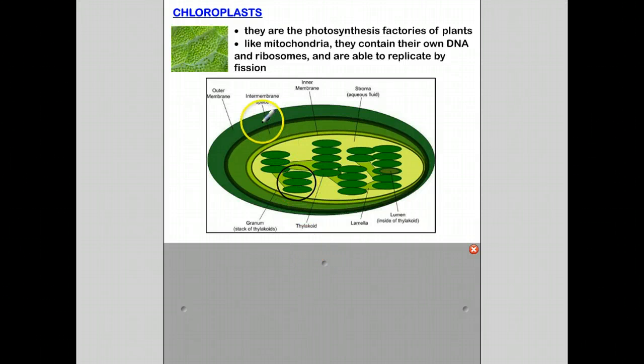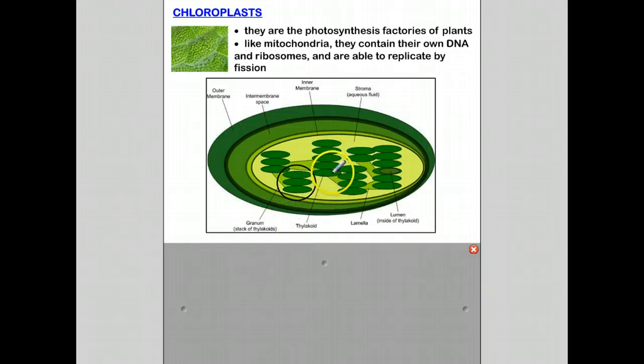What I'm going to point out is that there's an inner and an outer membrane, just like we had with the mitochondria. The very central area, kind of like the cytoplasm of our cell, is called the stroma. It's an aqueous fluid that fills up the rest of the chloroplast. Then we've got these small stacks of what we call thylakoids. One of these green things here is called a thylakoid. They stack on top of each other kind of like pancakes, and when you look at an entire stack, the word granum is used.